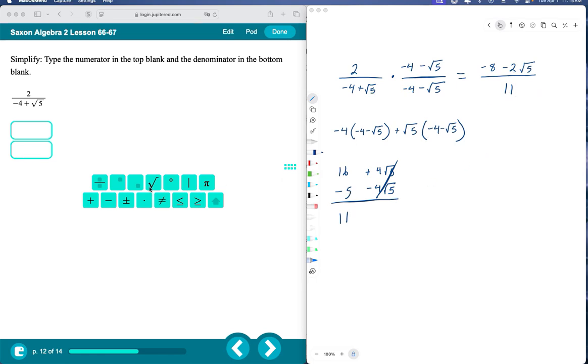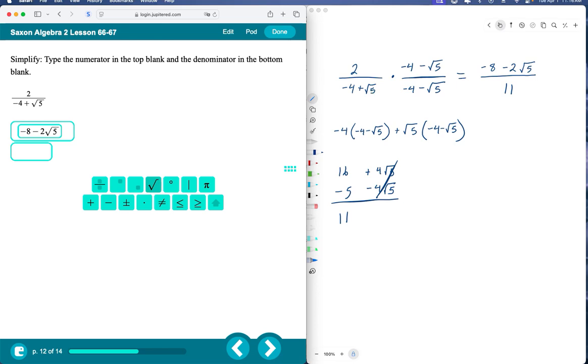That's my denominator. So we're going to type that in. I have -8 minus 2 square root of 5 over 11.